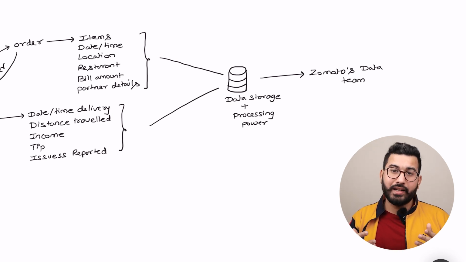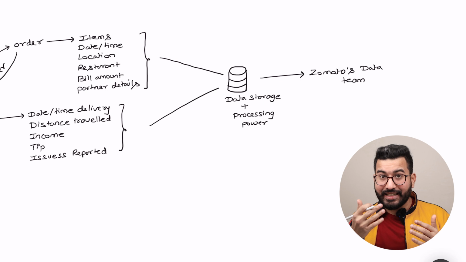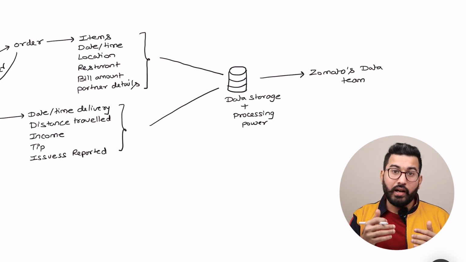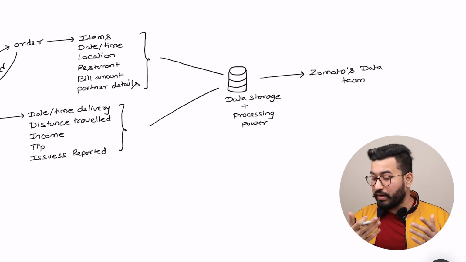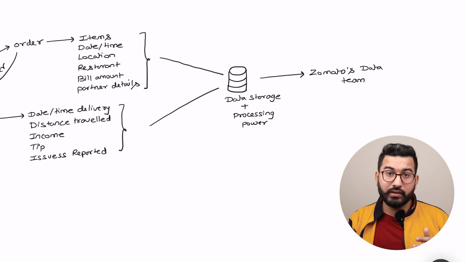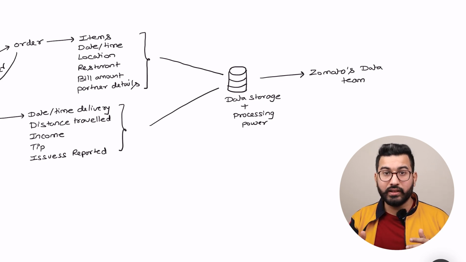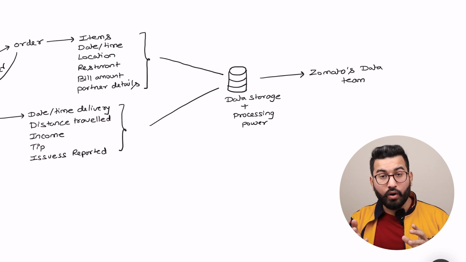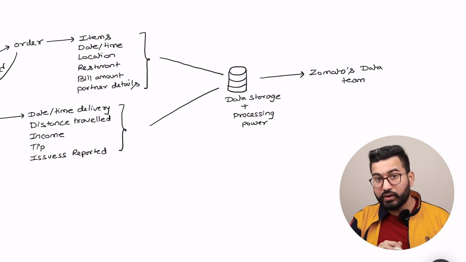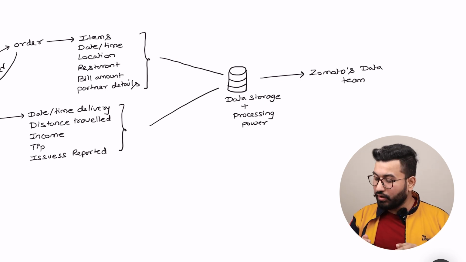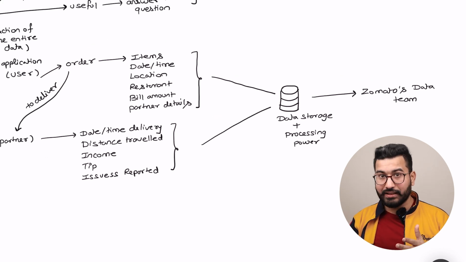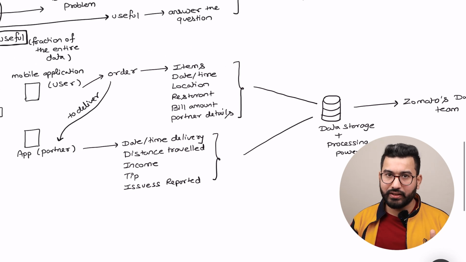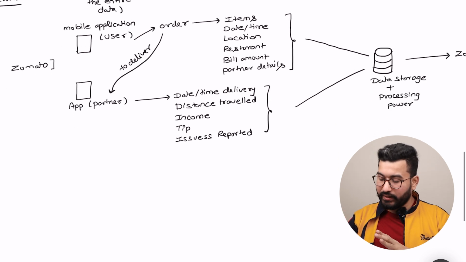Let's say they want to understand why the deliveries are getting delayed, or maybe in which all locations the order frequency is very high, or maybe which all delivery partners are not able to fulfill the orders in right time, or maybe they want to understand where all fraud is happening between the user and the delivery partner. So now the Zomato's data team will utilize the entire data to figure out everything. But this is the flow of the data.